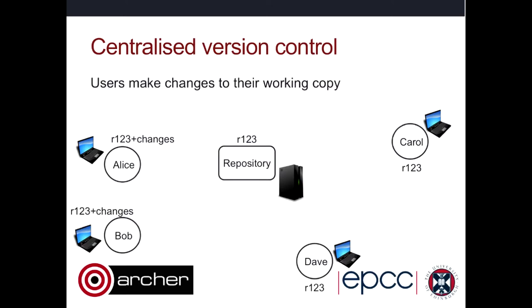Then as you make some changes to, for example, source code in the working copy, users make changes locally in their working copy. So for example, Alice and Bob both made changes. They started off at revision 1.2.3, and they've each made some changes. Now let's say they both want to commit these changes. So Alice commits these changes to the repository, which updates the repository revision to revision 1.2.4.